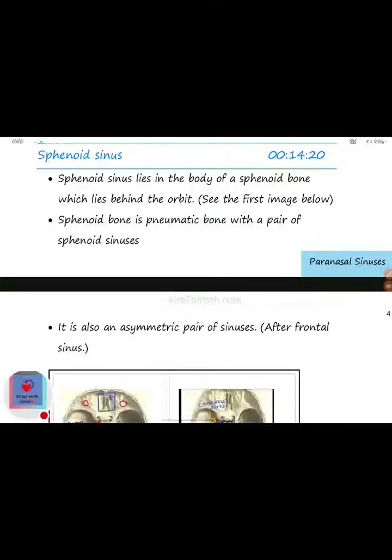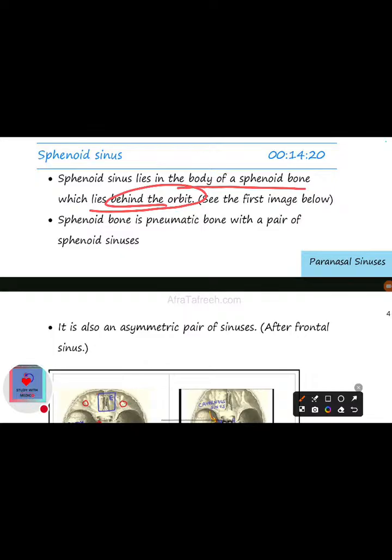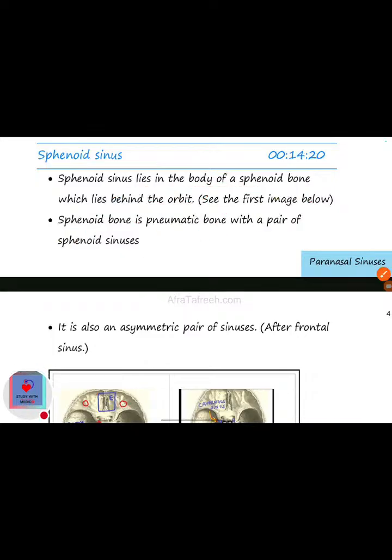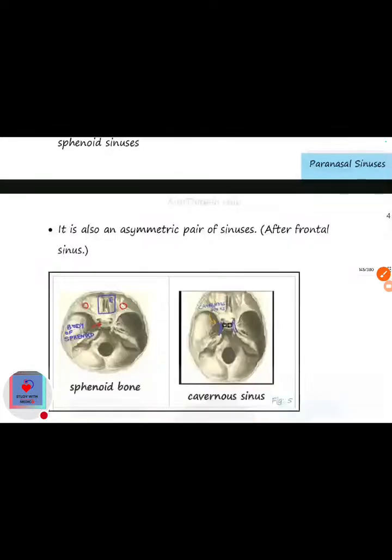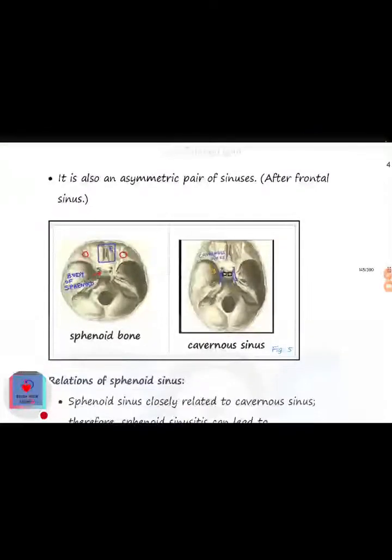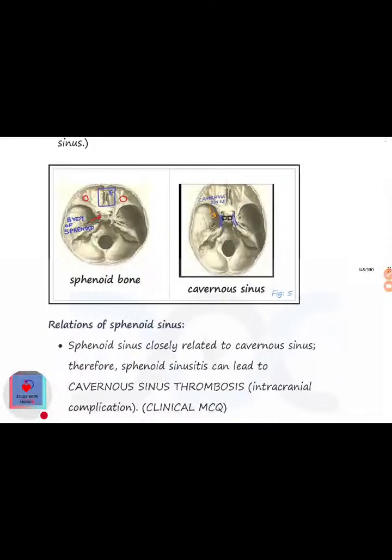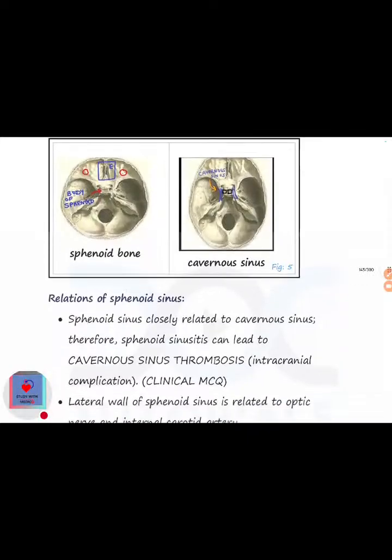Sphenoid sinus lies behind the orbit. Sphenoid bone is a pneumatic bone with a pair of sphenoid sinuses. Pneumatic bone means there are small spaces in the bone. It is also an asymmetric pair of sinuses after the frontal sinus. Frontal is the most asymmetric one.